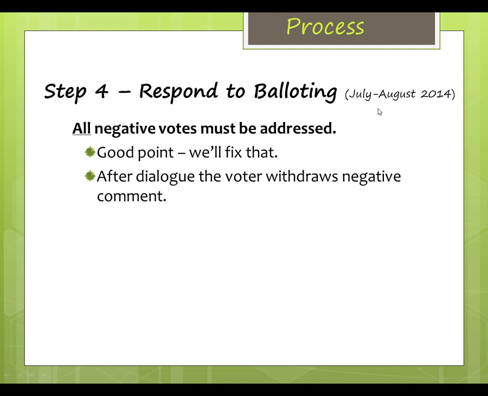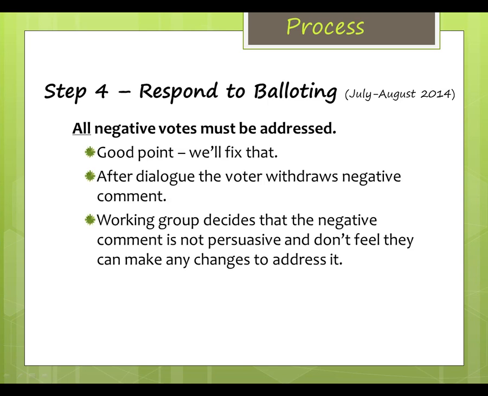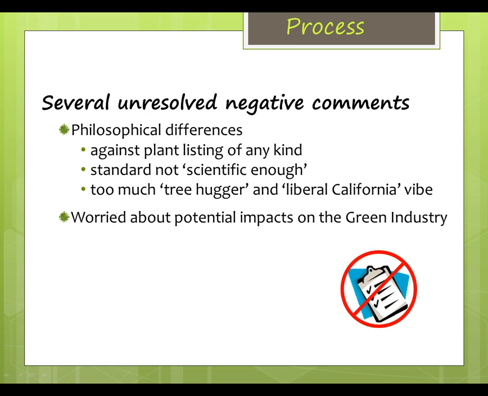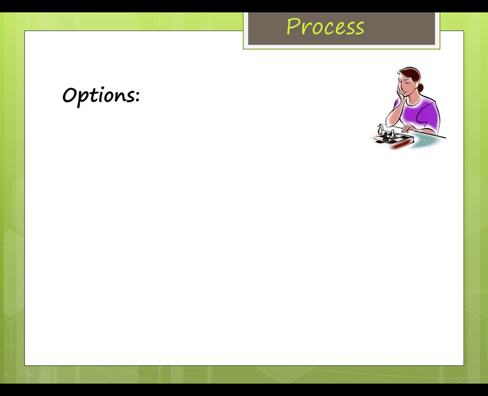And there are 3 different approaches to this. First, it could be that the working group figures, oh, good point, we'll fix that. The other is that after dialogue, the voter may withdraw the negative comment. Another outcome could be that the working group decides that the negative comment is not persuasive and they don't feel that they can make any changes to address it. The catch here, though, is that all negative comments have to be presented to the entire committee for a vote to see if they agree that the comment is non-persuasive.